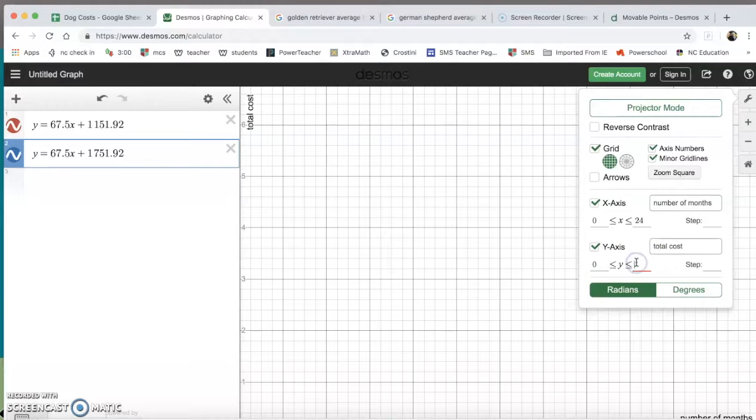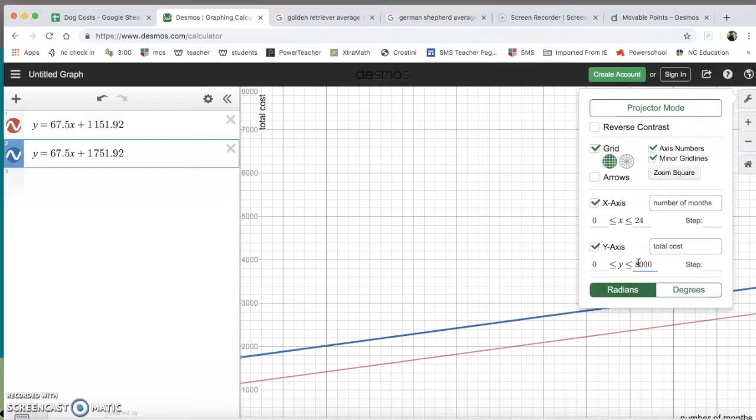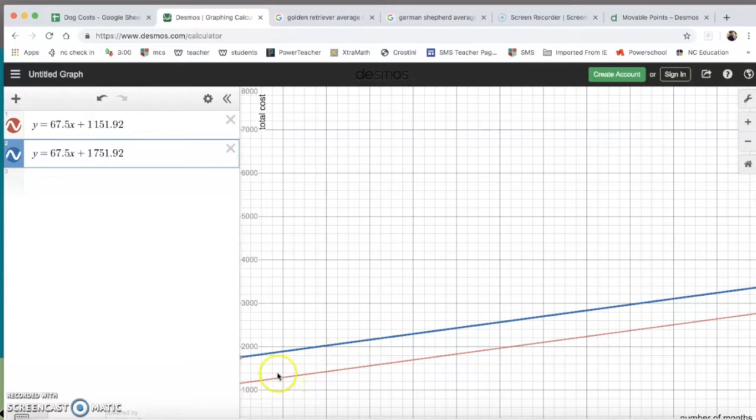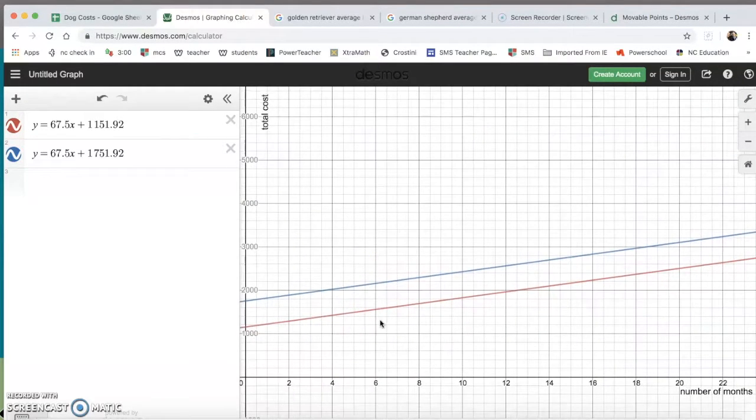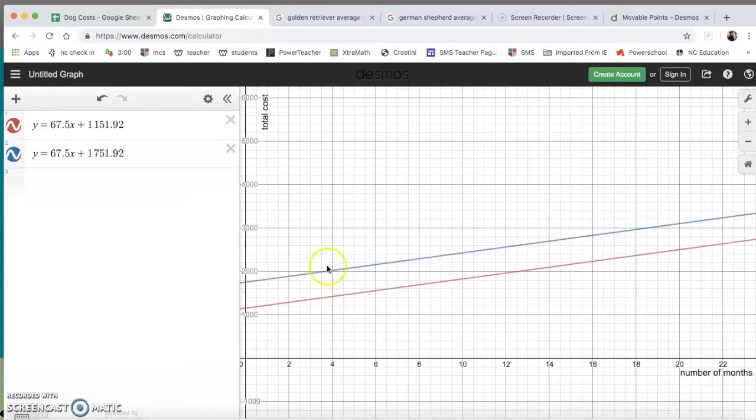And then on the y-axis, if you think about it, we're going to need to go up to thousands, because you'll see starting over here that the German Shepherd up front is going to cost us about $1,100. The Golden Retriever up front about $1,700. So I don't know, let's go up to $8,000 and see how that serves us. And then I'm going to unclick that and move my graph around a little bit, and you'll see the starting points here.